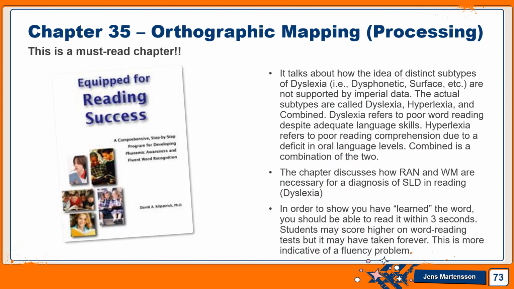So it talks about how the idea of distinct subtypes of dyslexia like dysphonetic, surface, etc. are not supported by empirical data. I had read about this. I think Equip for Success talks about these different types, but really there's not a lot of empirical data for that. What they're saying is there's three types of reading disorders. There's dyslexia, hyperlexia, and the combined.